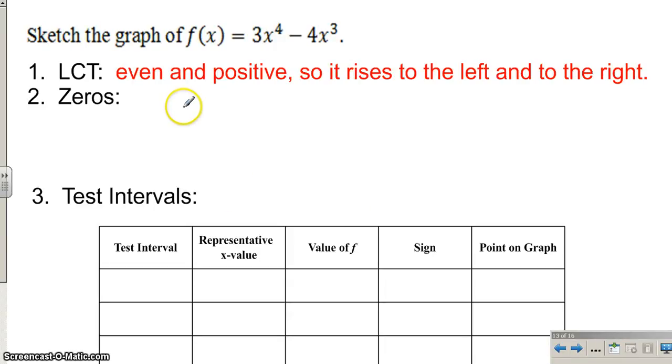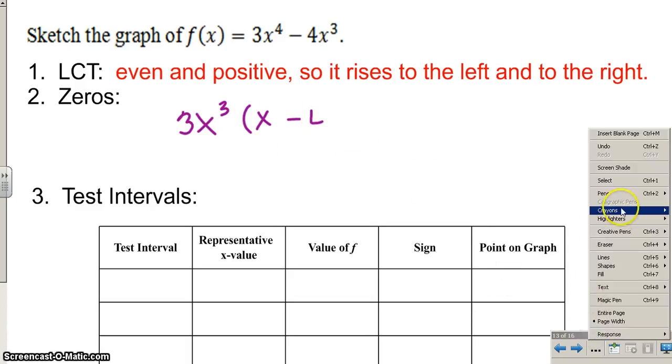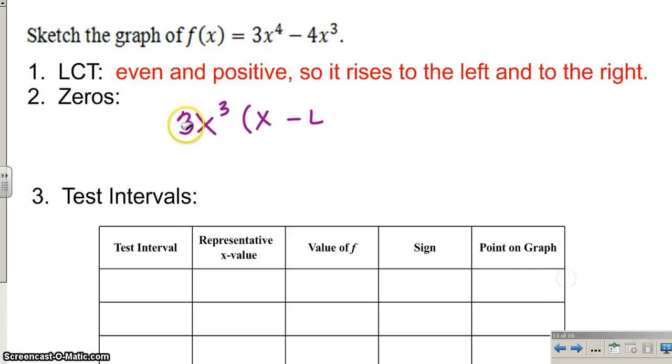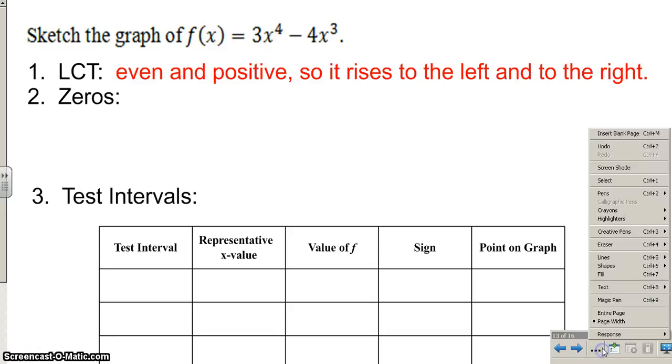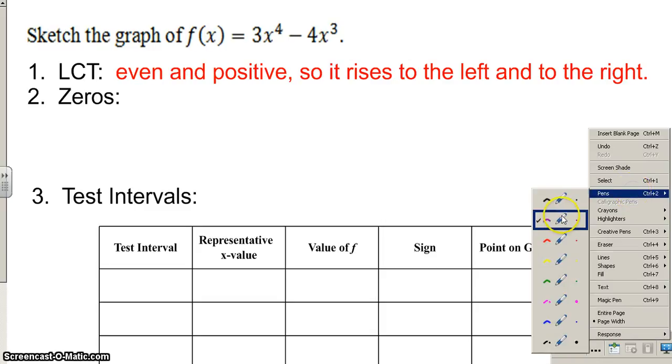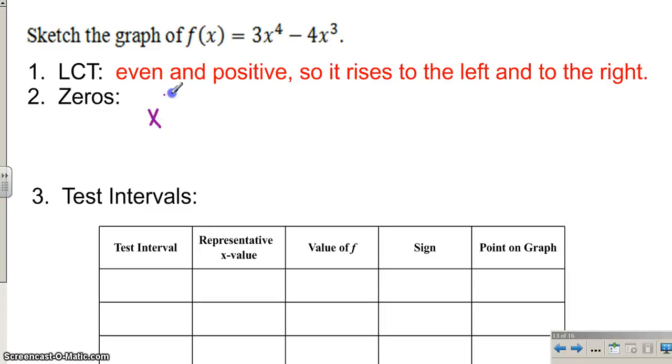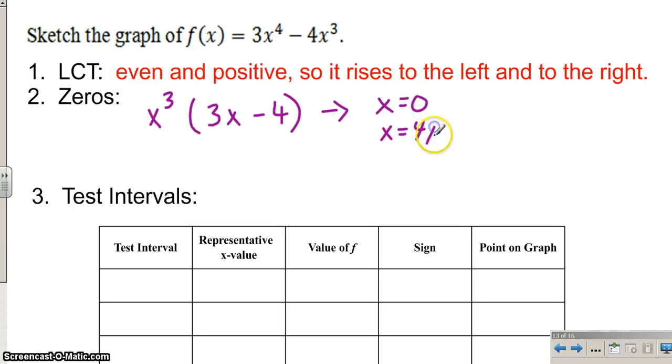So if you're trying to find your zeros here, let's take out a greatest common factor of 3x^3, and then we have x minus, whoops, not 3. I'm sorry, hold on. Backtrack. Let me erase that. Try that again. You're only taking out, in this problem, an x^3. Sorry. So you have x^3, and then you have 3x - 4. So here's your factored answer. Your solution, or your zeros, would be x equals 0 and x equals 4/3.